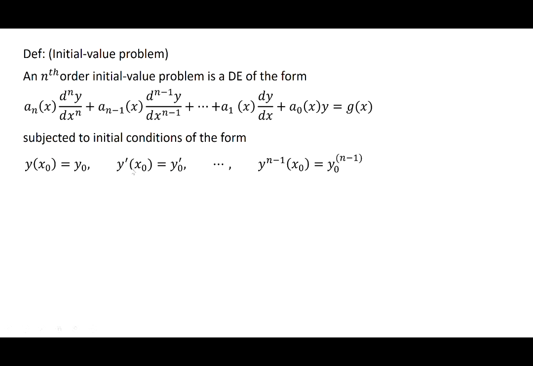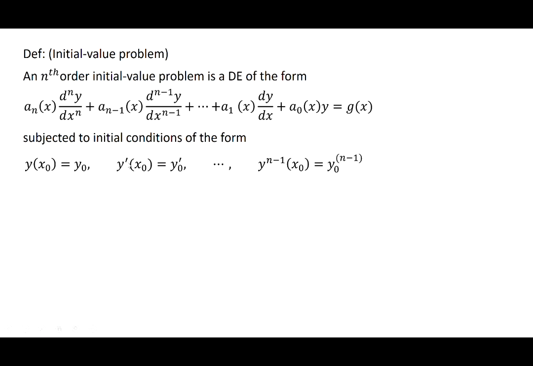In addition to that, the second condition would be y prime of x sub 0 is some constant y sub 0 prime. Now, I want you to be very clear about something here. I know it's a tad confusing, but you get used to this stuff. What do we mean by y prime? The derivative of y, right? Now, what do we mean by y sub 0 prime? We do not mean the derivative of y sub 0. That's awfully confusing, right? Does a prime represent something on the left-hand side but a completely different thing on the right-hand side? Yes, it does. You are right.